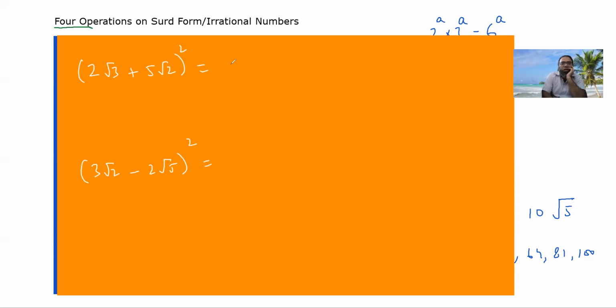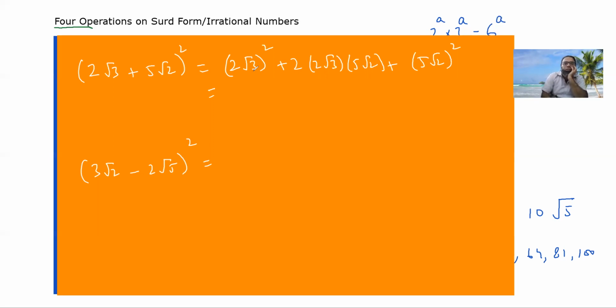So you know that this is a square plus 2 into a into b plus b square. Okay, what is 2 under root 3 square?